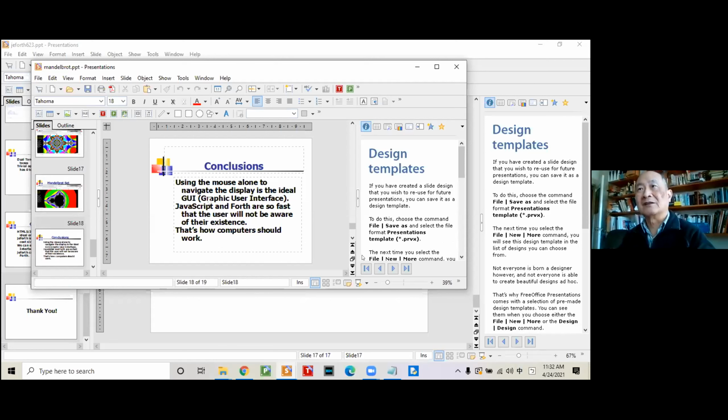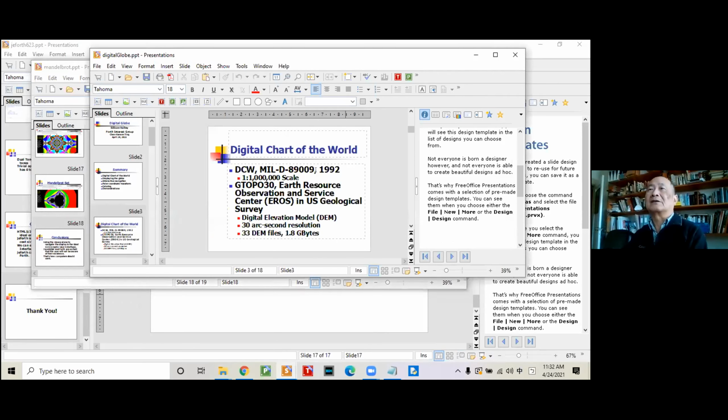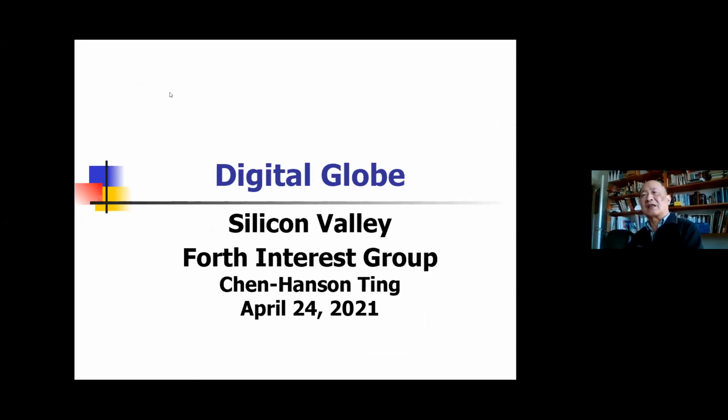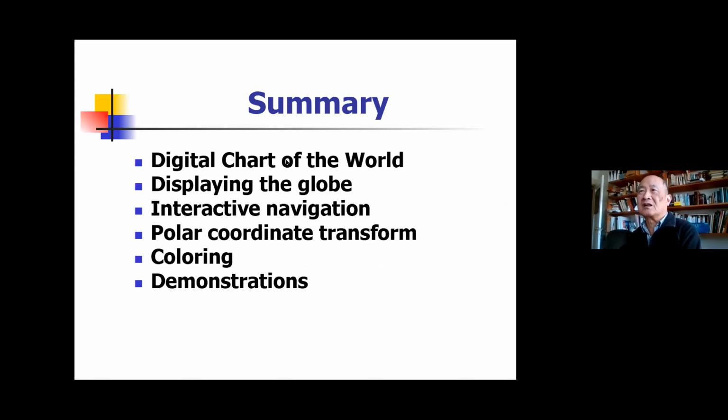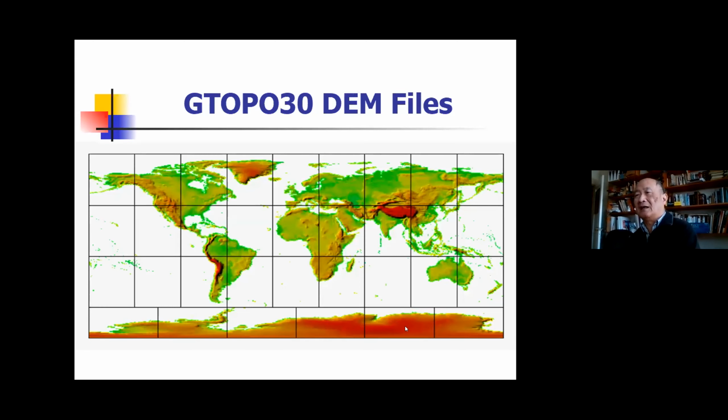Okay, let me see, get out of this one. And the digital globe, okay. Yeah, the digital globe, I also started running it about year 2000 when I found the digital globe source code. I mean, the digital chart of the world. It has all the elevation data of the whole world in 31 files, okay.